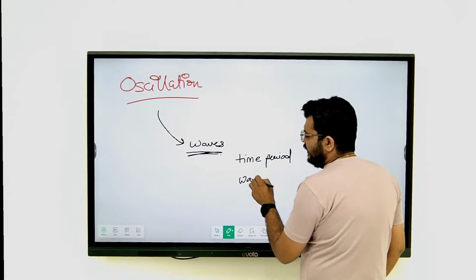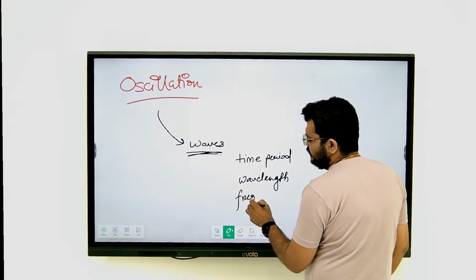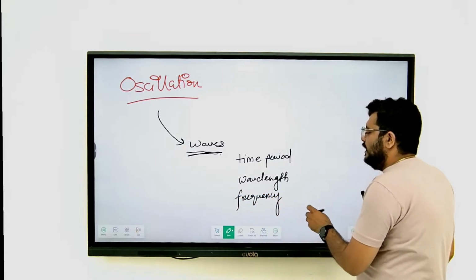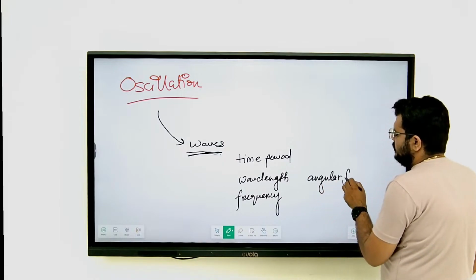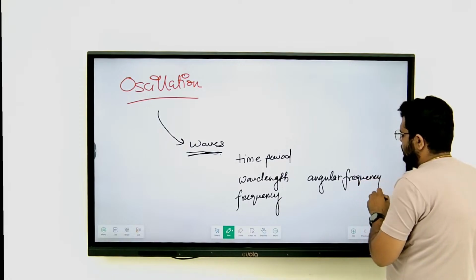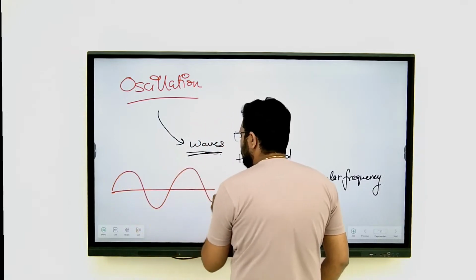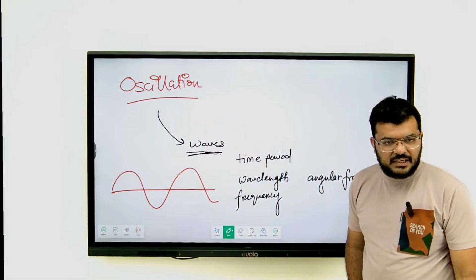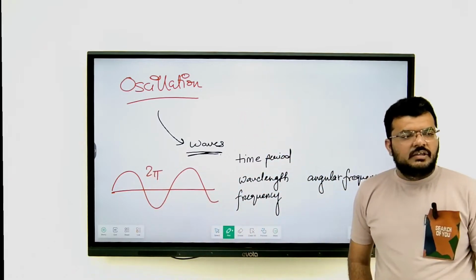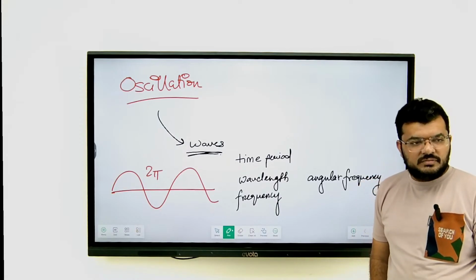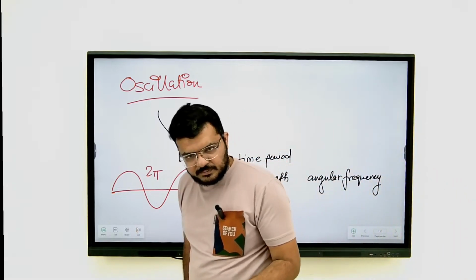Then you have wavelength, right? Then we also have frequency. We also have wave speed, which is known as angular frequency, right? And we generally represent waves on axis such that they are sinusoidal waves, right? Sinusoidal wave has a period of 2 pi. So we will consider that our ideal wave will have a period of 2 pi. Then we will find out if it has a shorter or longer period, right?